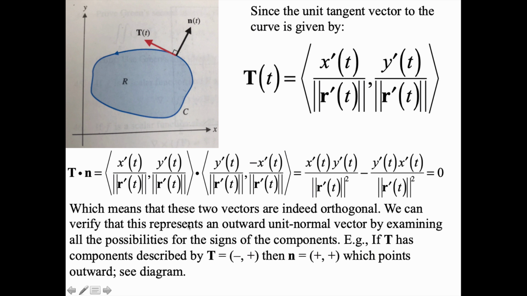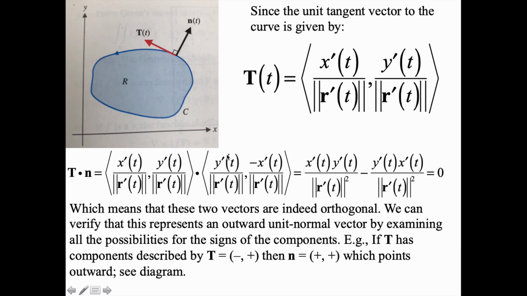And we could verify the representation of this outward unit normal vector by examining the possible signs of the components. If you look at this particular diagram, what would be the sign of the components of the unit tangent vector? Well, it's going in the negative x direction, so the x component will be negative, and it's going in the positive y direction, upward. So we would expect the y component to be positive. What would the components of the unit normal vector be? It looks like it's going in the positive x direction and positive y direction. And you'll note that that is captured by this expression.